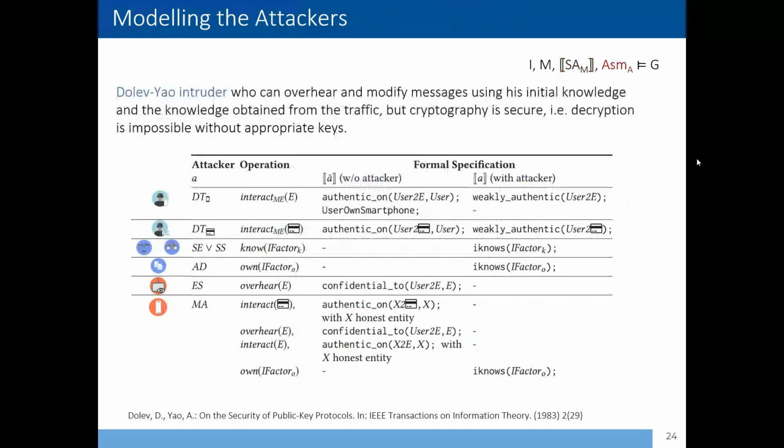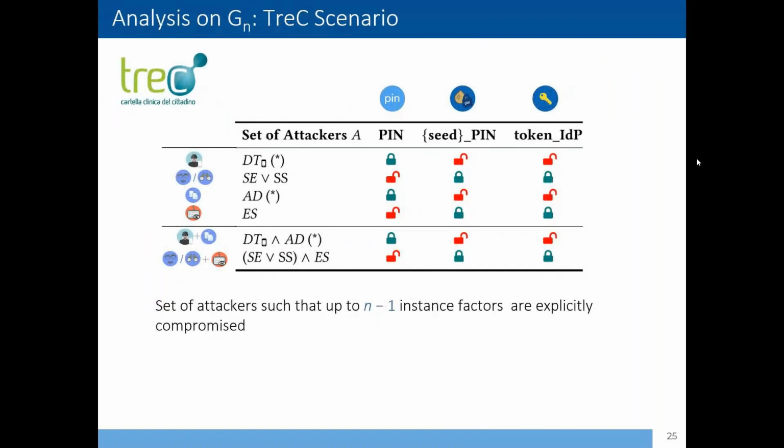And finally, we have modeled the attackers. And for doing that, we start from a Dolev-Yao intruder that is built in the SATMC tool. And for modeling our threat model, we change the capability of a Dolev-Yao intruder by adding initial knowledge or changing the channel properties. Okay, so we use this formalization for the threat scenario.